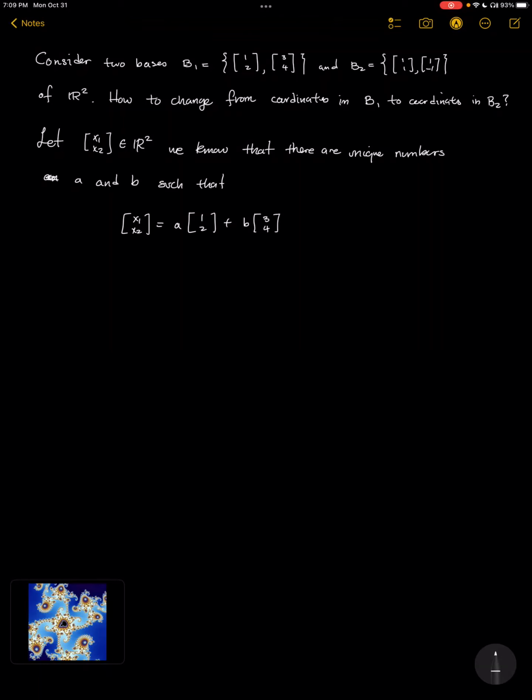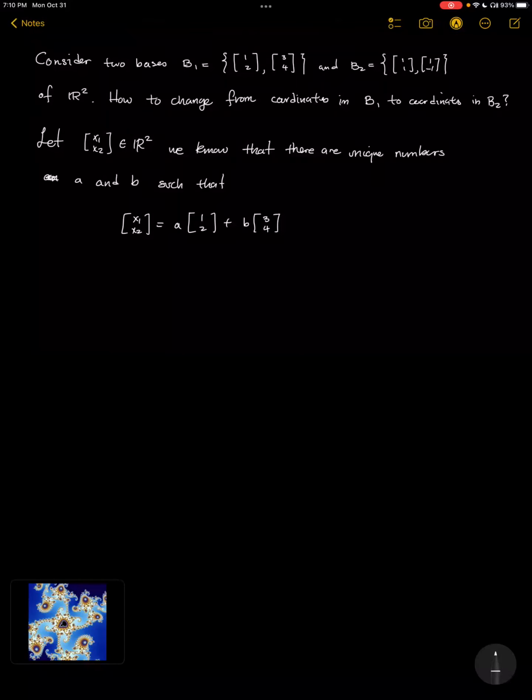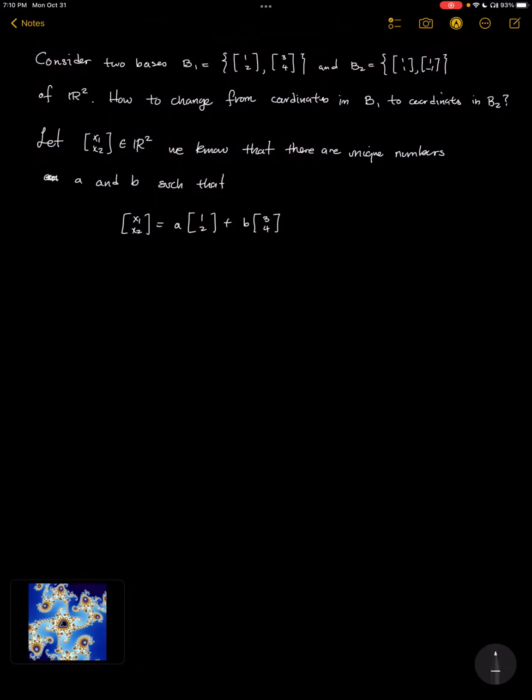So this is nothing else but a linear combination of the vectors in the basis V1, and in this particular order. So you would say that the first coordinate of this vector associated with the basis V1 is A, and the second coordinate of the vector (x1, x2) associated with the basis V1 is B.